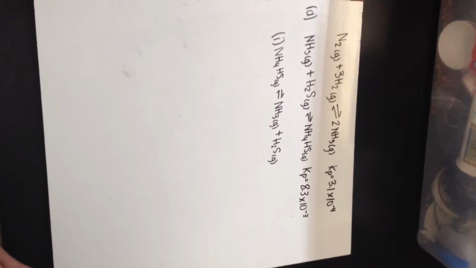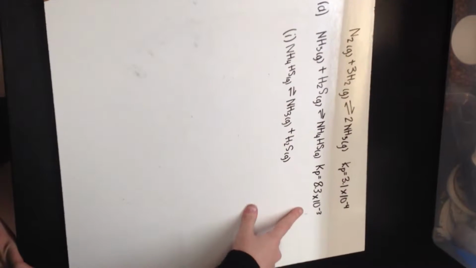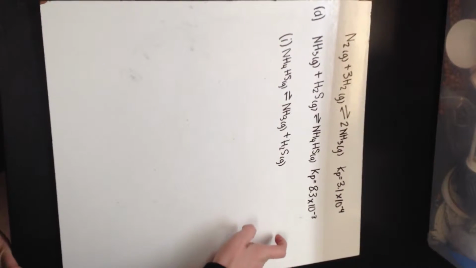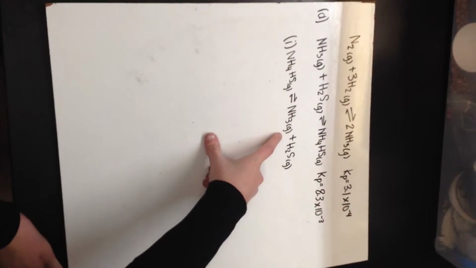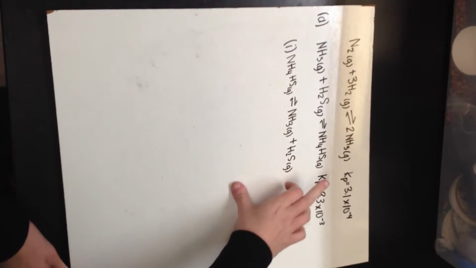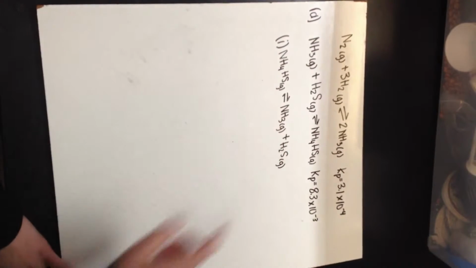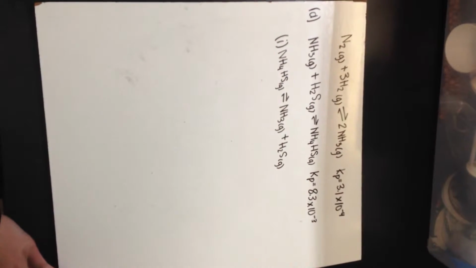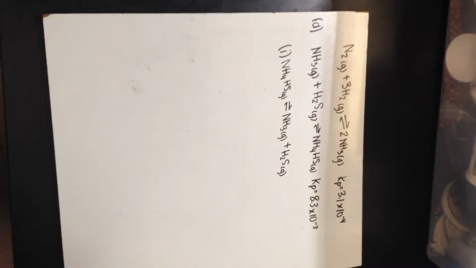Okay, the question says the value of Kp for the reaction represented is 8.3 times 10 to the negative third. Calculate the value of Kp at 700 Kelvin for each of the reactions represented below. For part 1, this is what you're given, and this is what you started off with. If you compare the two, you'll see that this is the reverse reaction of this. And the equilibrium constant of a reaction in the reverse direction is the inverse of the equilibrium constant of the reaction in the forward direction.